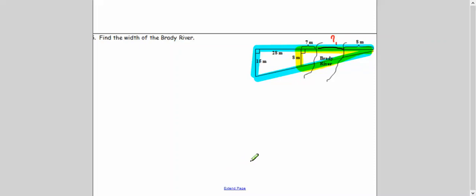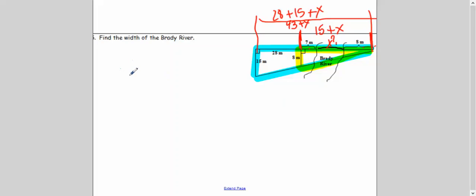Okay? So let's do something to make it a little bit easier. This distance here is going to be 7 plus 8 plus we don't know, so 15 plus x is that distance. If we're looking at our overall distance all the way, it's going to be 28 plus 15 plus x. All right, so what's that? 43 plus x.